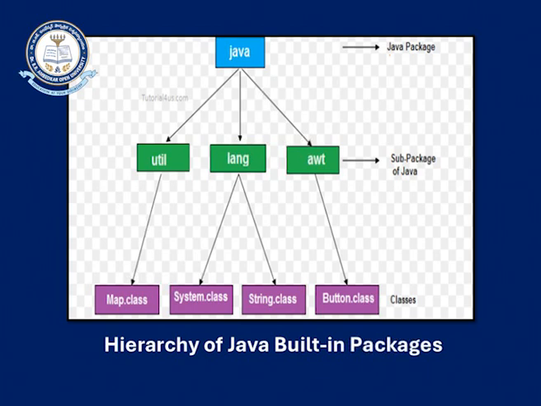In the AWT package we have several classes. One of the classes is the Button class, which is one of the GUI related components. It is used to create push buttons, like when you work with any web application or standalone application, you may find a submit button. To create that type of push button, we use the Button class. So, these are a few of the built-in packages available in Java.